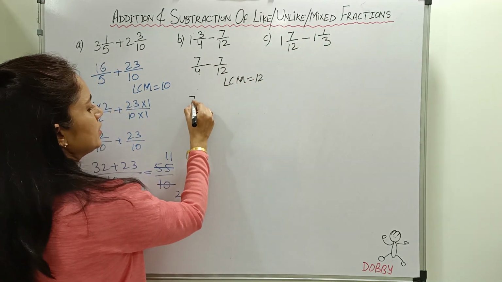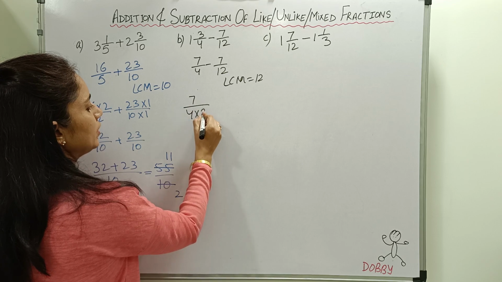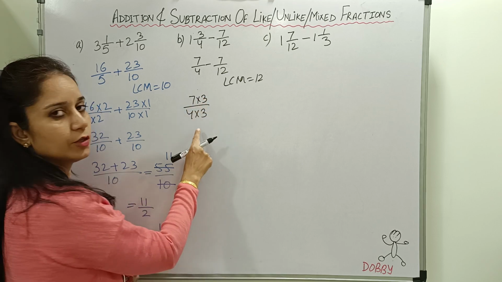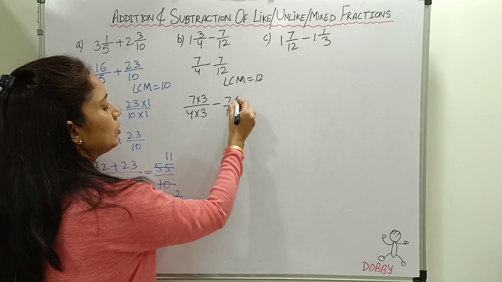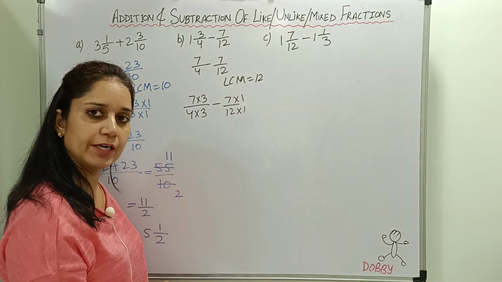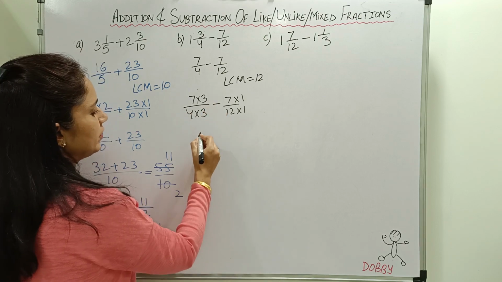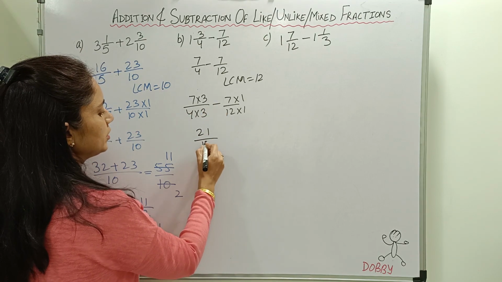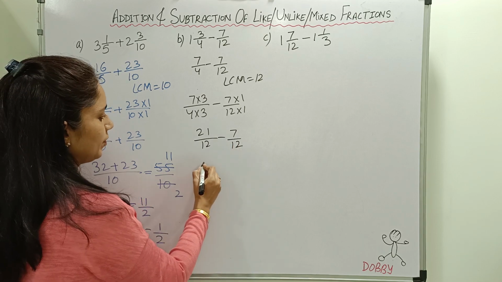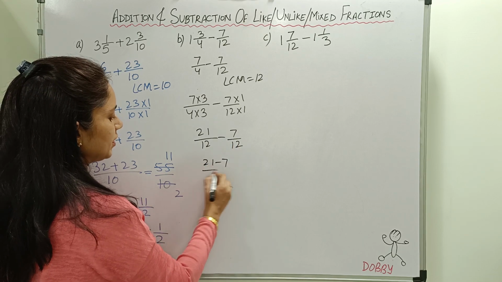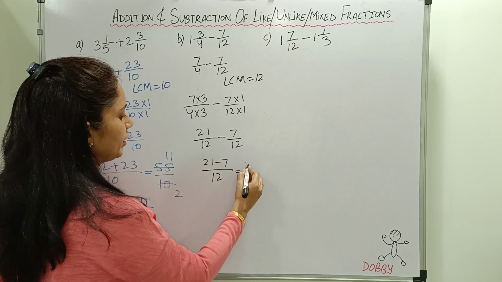12. 7 upon 4 multiplied by 3 will give us denominator 12. Minus 7 upon 12 multiplied by 1 only. Why? Because denominator is already 12. Now 7 3s are 21 upon 4 3s are 12 minus 7 upon 12. Subtract it further. 21 minus 7 upon 12 gives us 14 upon 12.